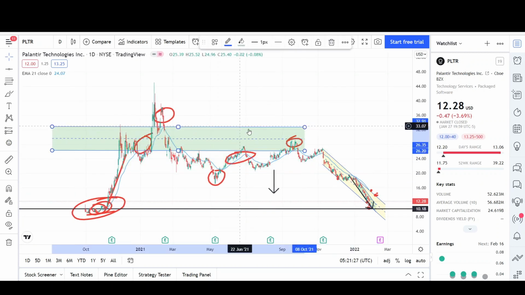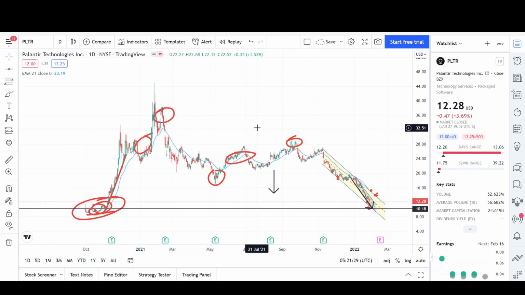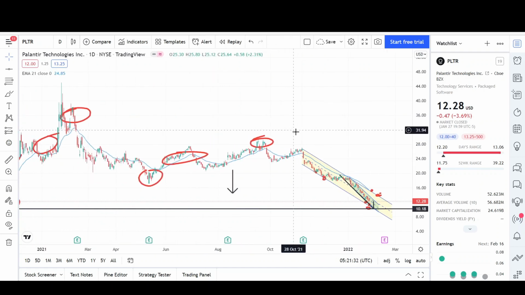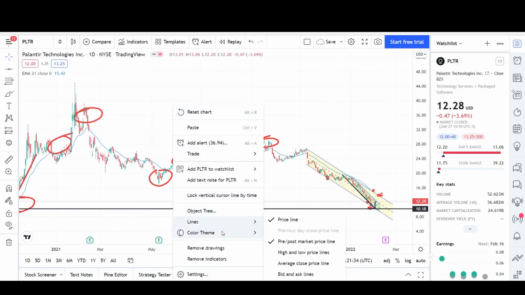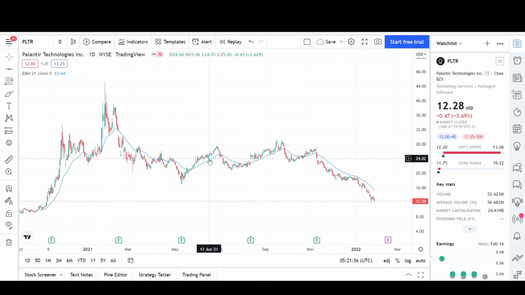And let me show you guys one more thing. I'm pretty sure you guys think I'm crazy for even showing you this, but technically it's possible, and that is that Palantir can reach the $1 level. So I'm gonna show you guys why.